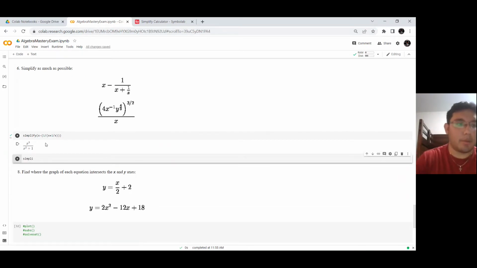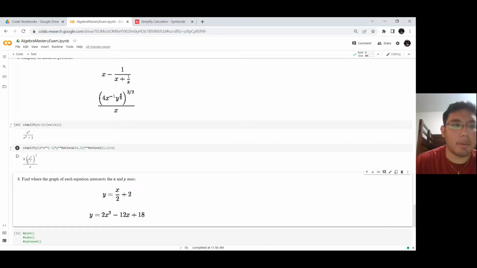Next, for the next part, we use simplify again. And in this case, first would be 4 times x to the power of -1 times y to the power of, and then remember we can call rational to write the fraction down, 4,3. And outside of that, raise that to the power of 3/2. So rational 3,2. And then divide all that by x.